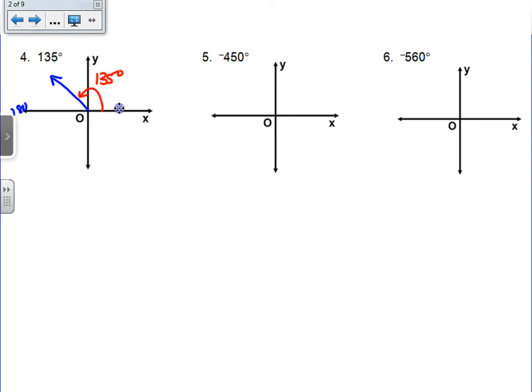I'm not going to count you off if you're like a millimeter in the wrong direction, but 135 degrees would be 45 degrees above 180. So if you kind of think about this being 90 and this being 180, he's smack dab in the middle.